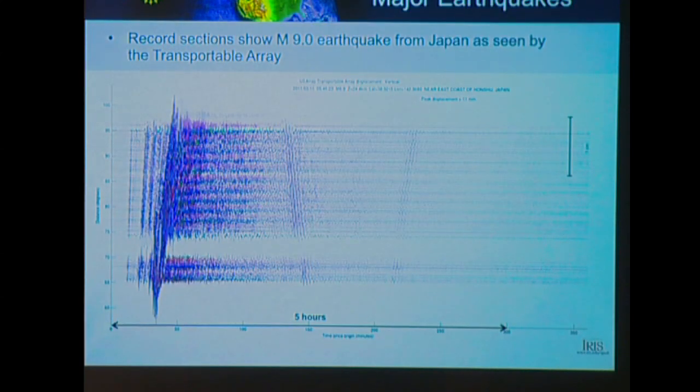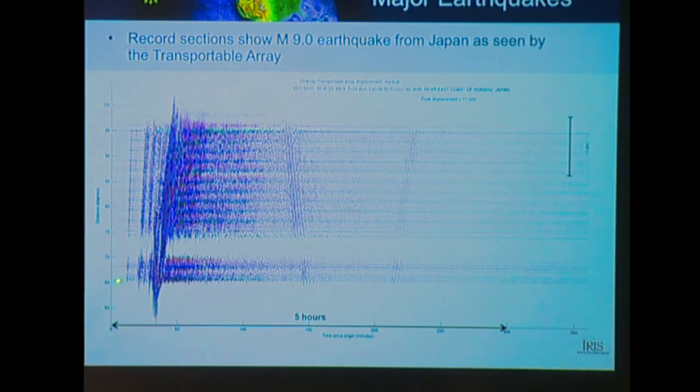Another way you could have looked at it is this record section plot. You have the P waves all lined up perfectly vertical, and then the next phase is coming in here. You can see it very clearly. And here's the Rayleigh waves, the surface waves that come in along on the vertical components here. And you can see that here's the closest station.